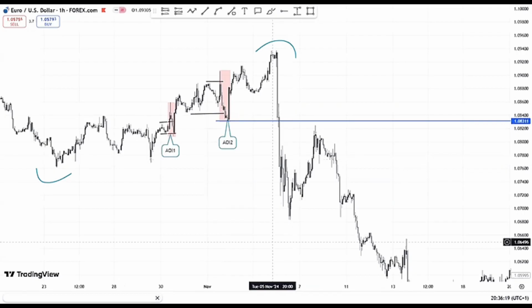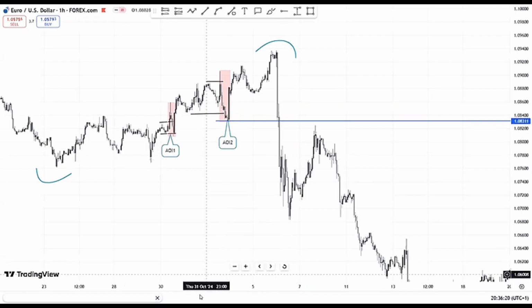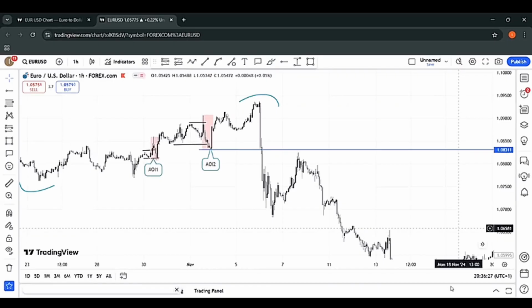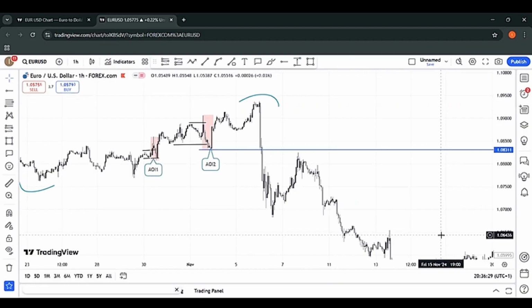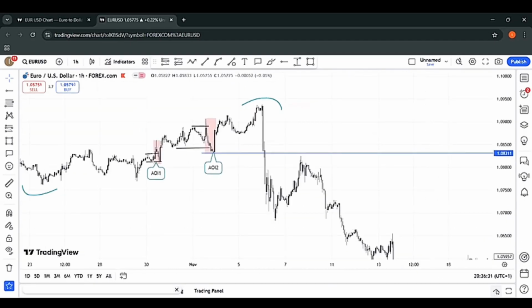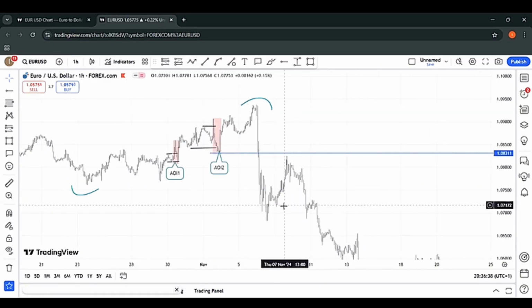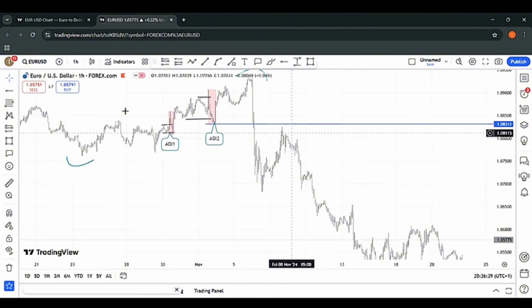So this is an example of your partial convergence rule, whereby price need not tap AOI 2. As easy as that. Okay, so let me show you much more examples.